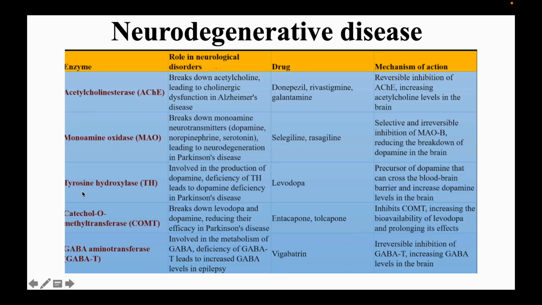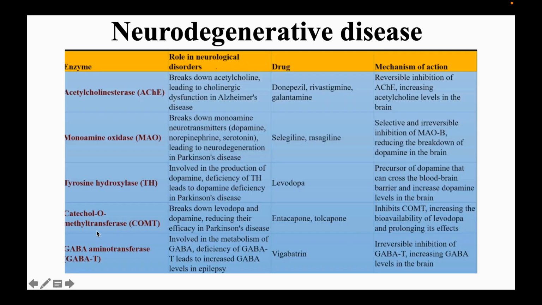Then we have tyrosine hydroxylase, TH. This enzyme is again involved in Parkinson's disease. It is involved in the production of dopamine. So this is the drug levodopa, which targets tyrosine hydroxylase in Parkinson's.